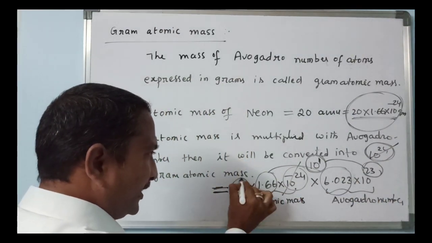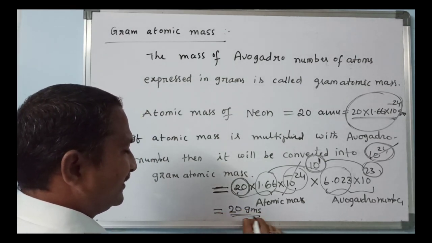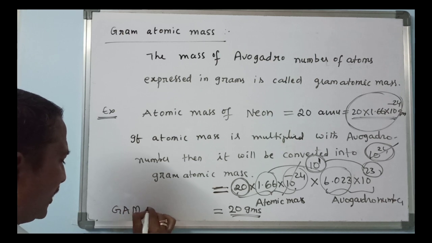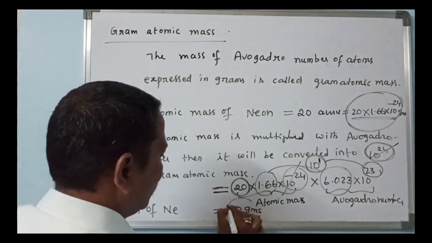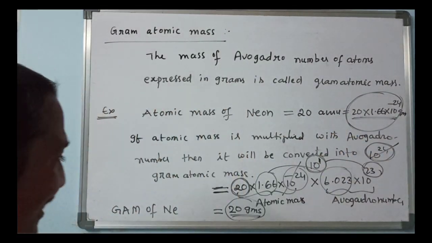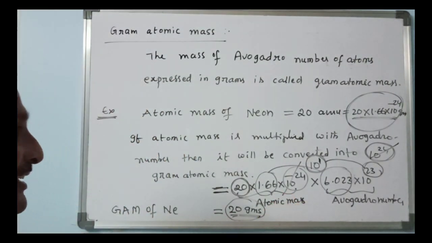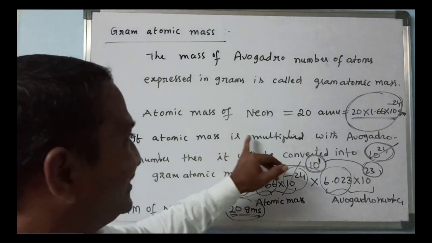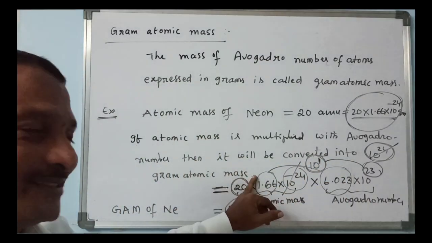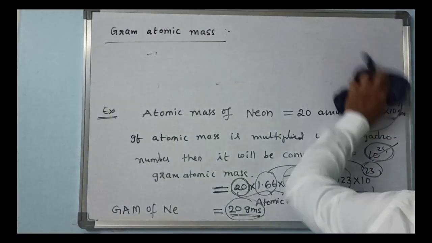Now the value left is only 20, so that is equal to 20 grams. This is gram atomic mass of neon, equal to 20 grams. See this example: atomic mass of neon is 20 AMU, but gram atomic mass of neon is 20 grams. How I am calculating? If atomic mass is multiplied with Avogadro number, it will be converted into gram atomic mass. One more example I am writing.